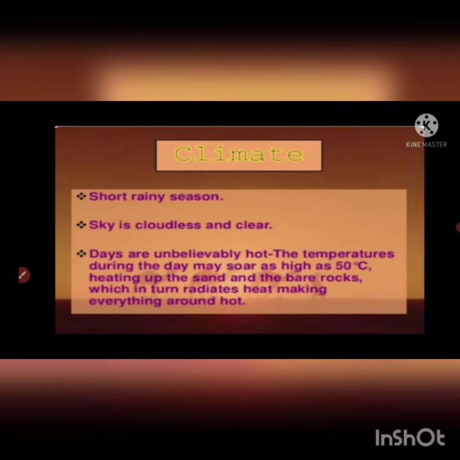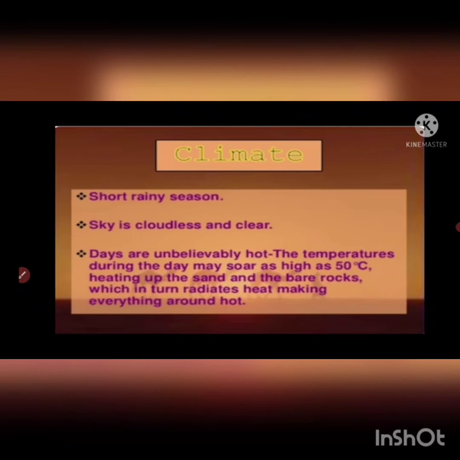I have already told you. Short rainy season, as we have already studied in class 4th and 5th, that in the desert there is very little rainfall. Rainfall is very little in the Sahara Desert. So only heat is there, which makes it hard for people to survive.